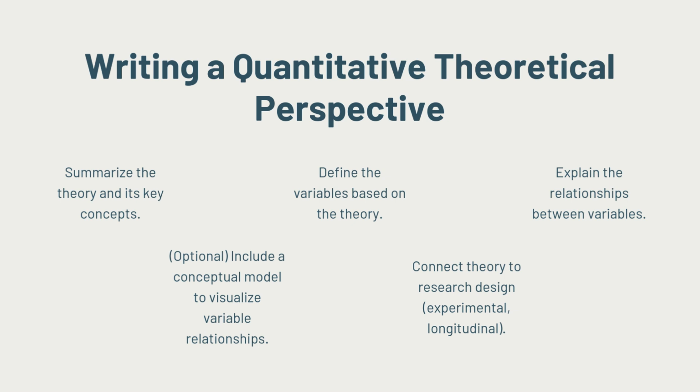Next is define your variables based on the theory. Outline the key variables in your study. Identify the independent and dependent variables, as well as any other kinds of mediating or moderating variables. Next is state your hypothesis. So, after explaining the variables, present your hypothesis and make sure that they are directly linked to the theory. Four, explain the relationships between variables. And this is where you're going to elaborate on how your variables are related according to the theory.